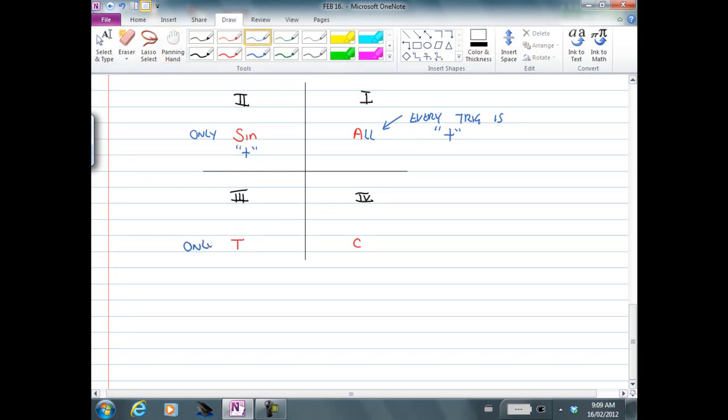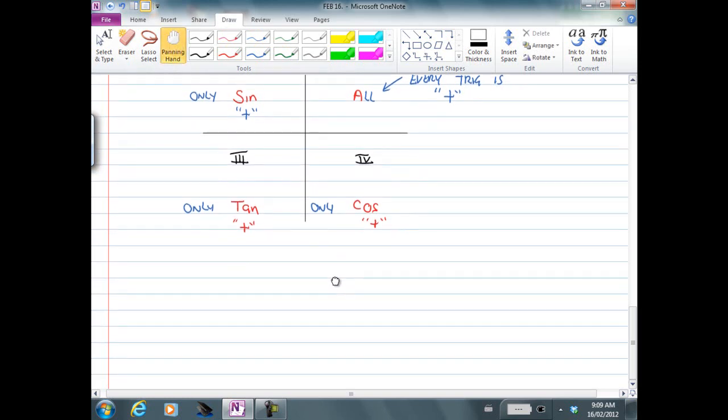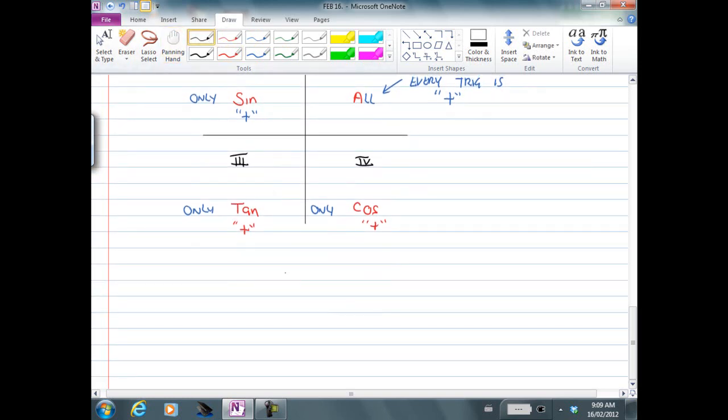Only tan is positive. And finally, only cos is positive. You're going to use this, and you're going to answer this next set of questions. What quadrant am I in if I say this? Sine positive, cos negative. You can only give me one answer.